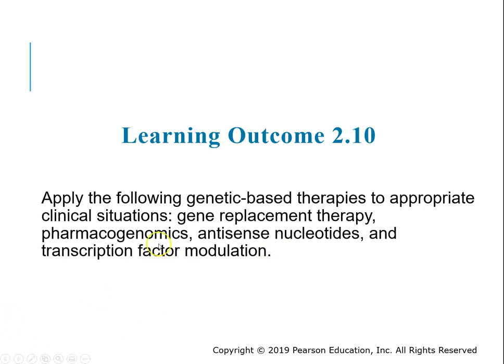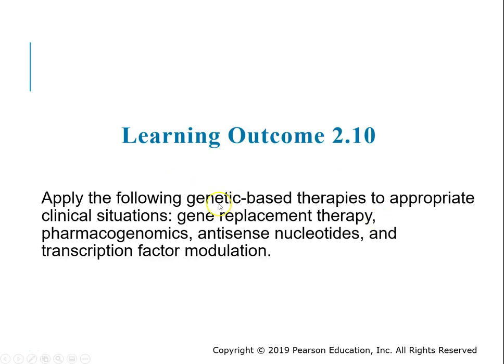So, in terms of trying to apply some of these therapies to appropriate clinical situations, are we going through every clinical situation and how we might apply it? No. But if we consider everything we learned in this chapter, and we are concerned that a patient might have a genetic disease, it is important to refer them to a genetic counselor or some other appropriate medical professional, maybe an MD that is specifically specialized in genetic diseases.